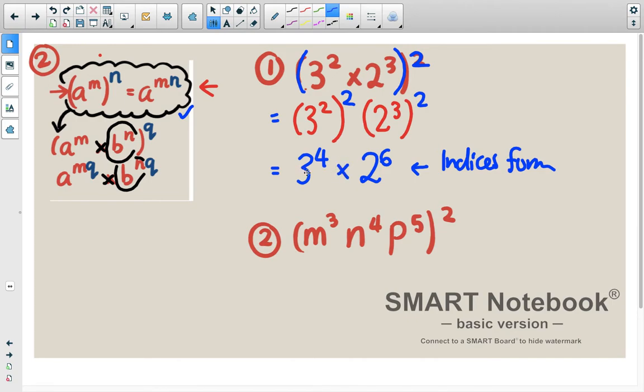Okay. Tapi kalau soalan kata write in whole number, so kita akan habiskan dia. Okay. Tapi yang paling penting kalau dia tulis indices form, tak perlu kita habiskan. Sebab indices form adalah this form right here, di mana kita ada base dan kita ada power dia. Okay. What about this one?